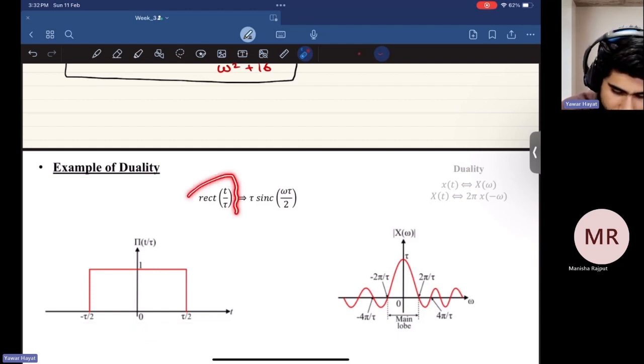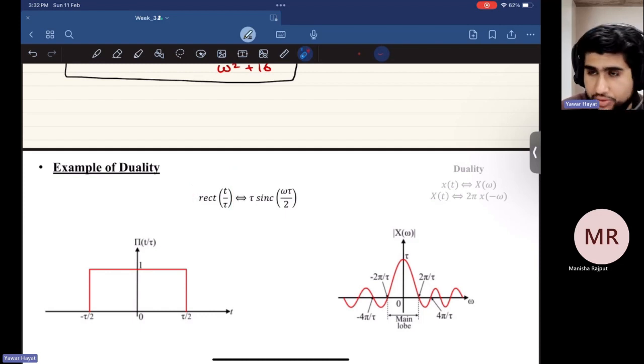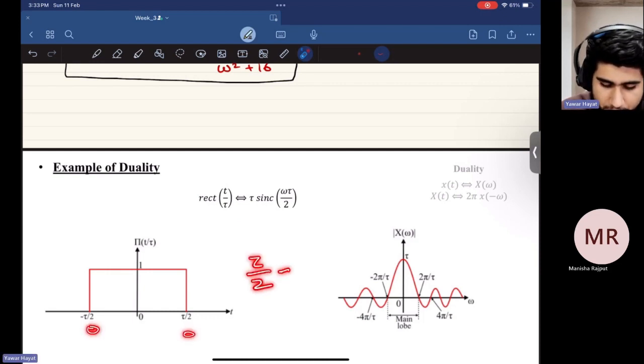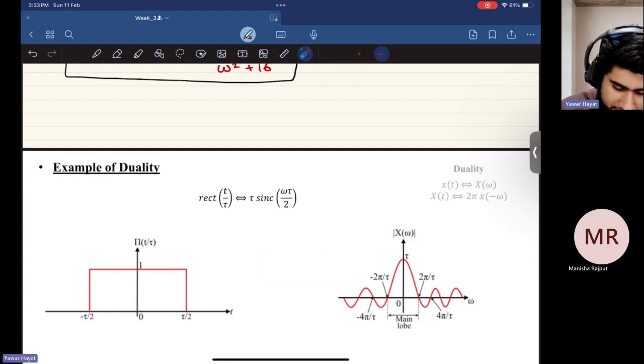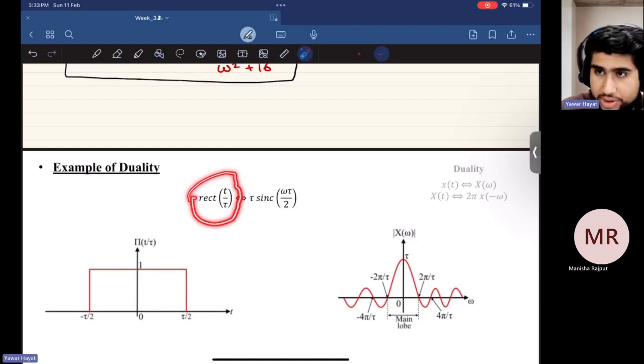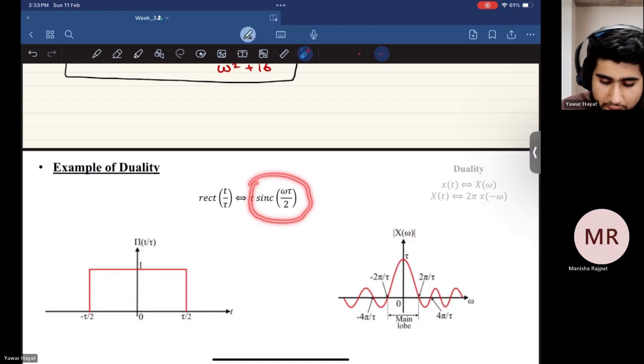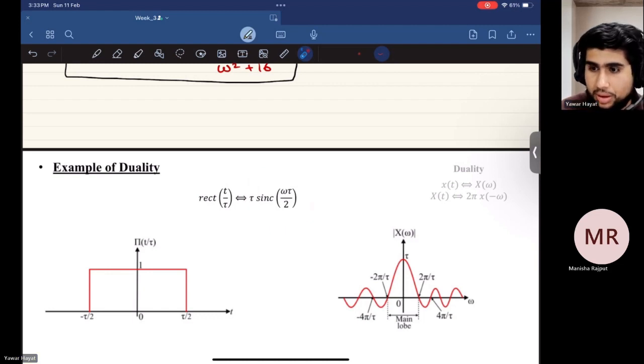Notice how I have used the notations, right? In one of the sample problems today, I'll be making use of this function, so make sure you have this in mind. I'm defining this rect of t by tau. This tau is nothing but the interval over which this function is 1. It's 1 from minus tau by 2 to tau by 2, so the interval is tau. So the result is that the Fourier transform of this function is equal to tau sinc of omega tau by 2.